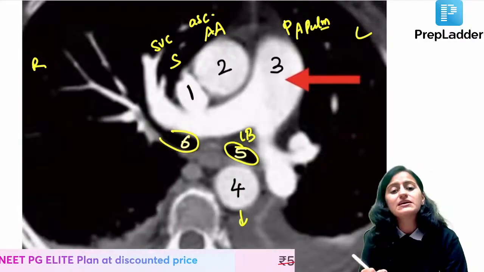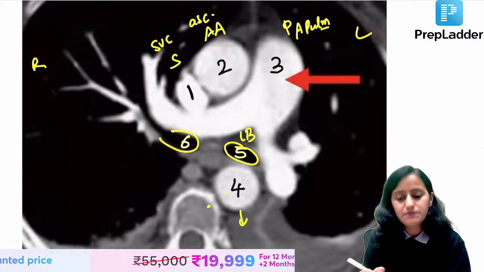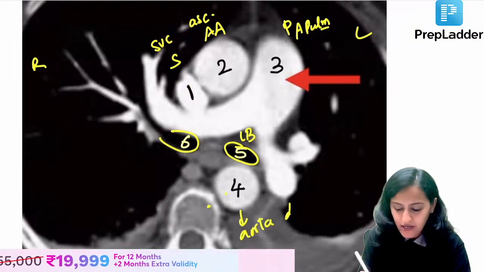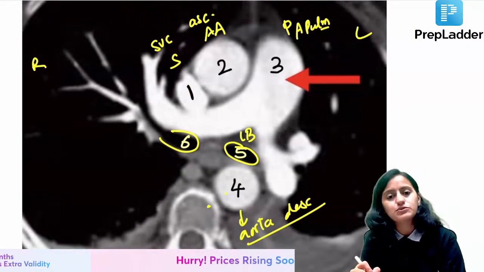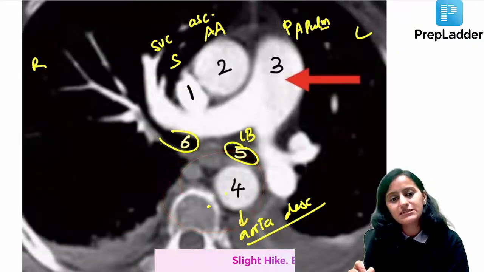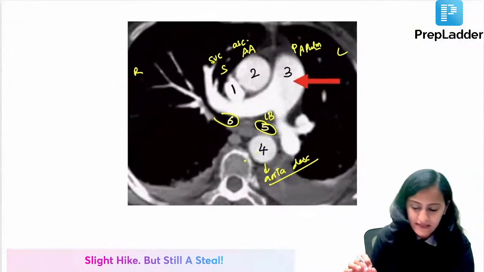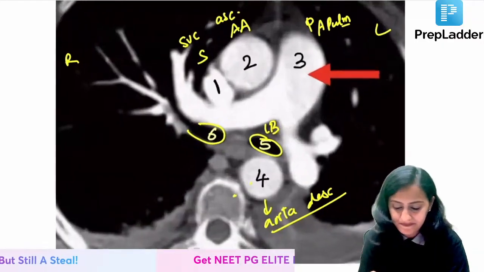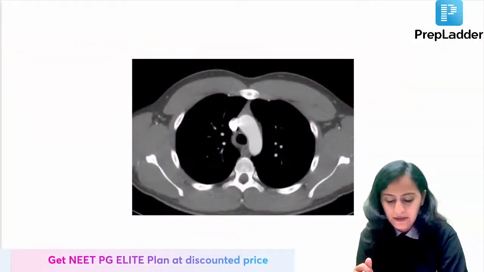What is this structure labeled for? In front of the vertebra, this is the aorta. What aorta? Descending aorta. Okay, the descending thoracic aorta, which is in the posterior mediastinum. Okay, which is in the posterior mediastinum. Okay, clear with everyone? Right. Going to the next one.